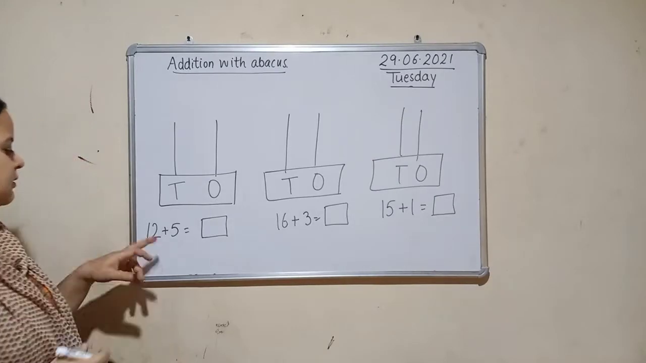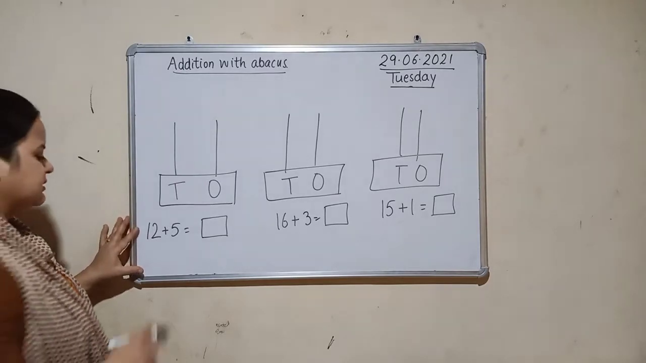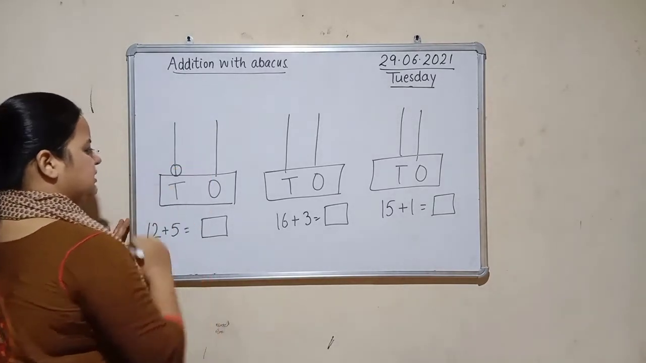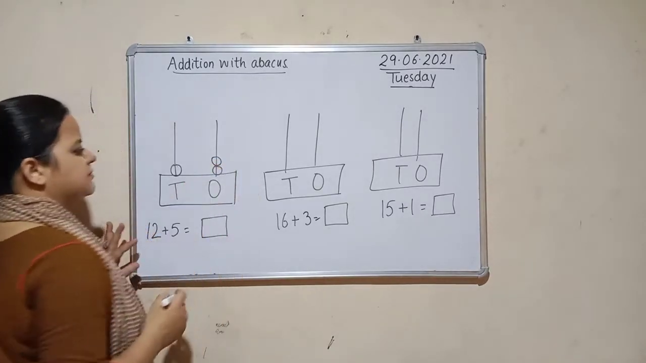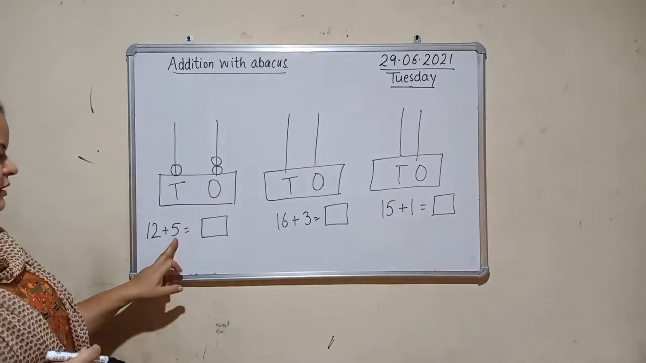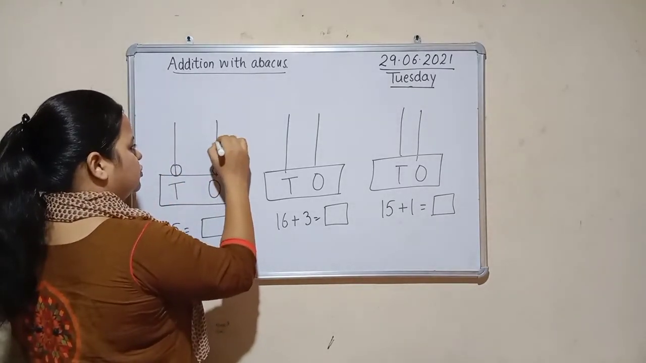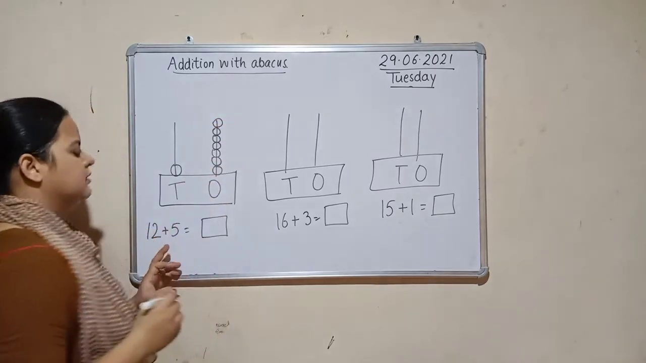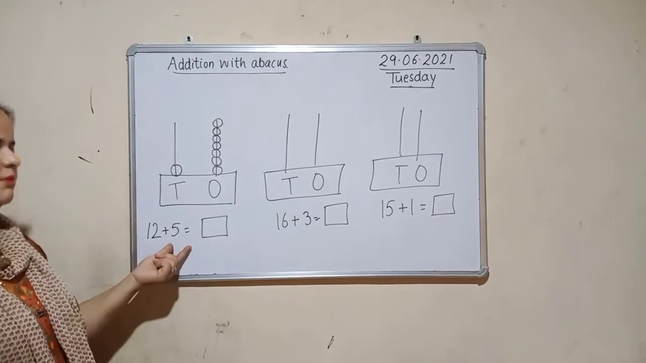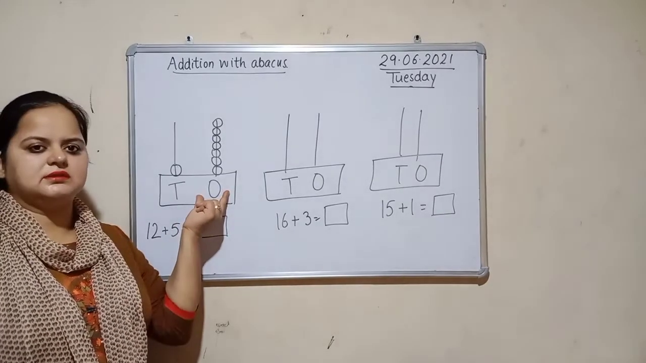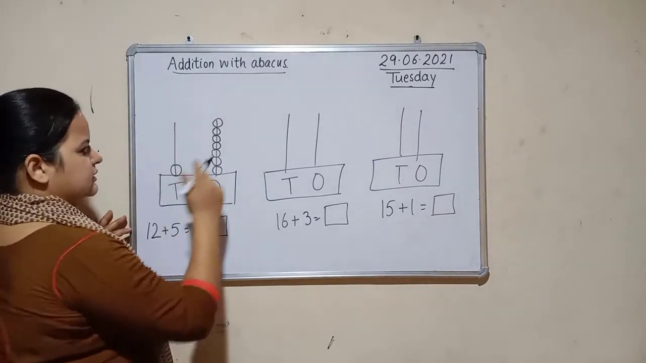Okay. 12 plus 5. How will we make 12 on the abacus? 1 on this side on tens place and 2 on ones place. Now we will make 5 here on ones place. 1, 2, 3, 4, 5. If we have only a one-digit number, it means it will be placed on ones place. It is only ones.